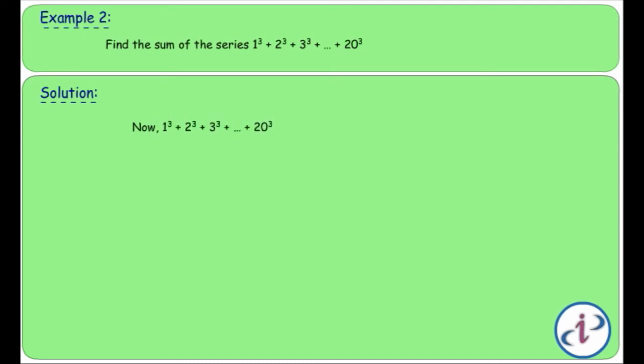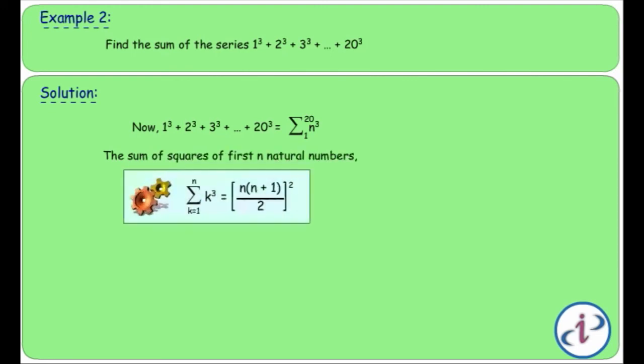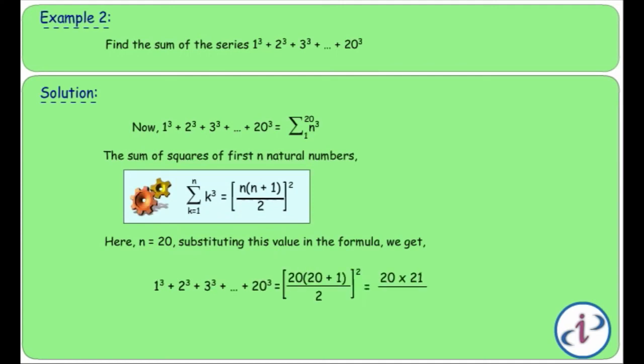Example 2. Find the sum of the given series. Solution. We can write the given series as summation of n cubed from 1 to 20. The formula for the sum of cubes of first n natural numbers is as shown. Here, n is equal to 20. Substituting the values, we get (20 times 21 divided by 2) whole squared. Further simplifying, we get 44,100. Thus, the sum of cubes of first 20 natural numbers is equal to 44,100.